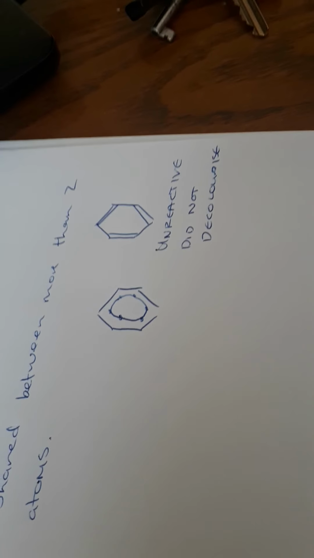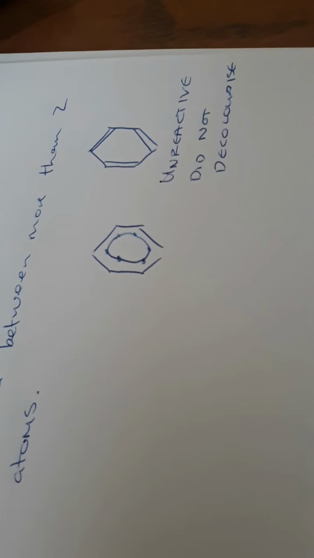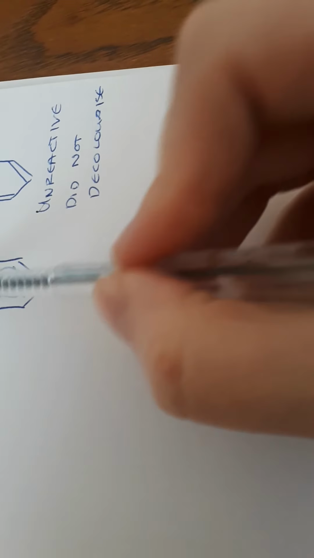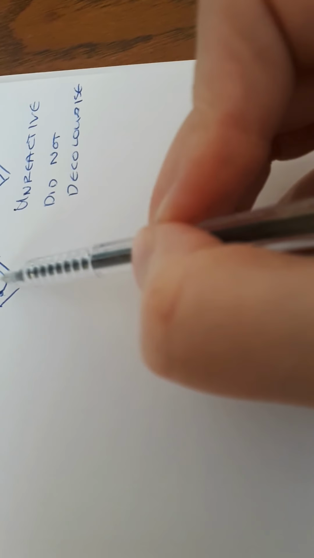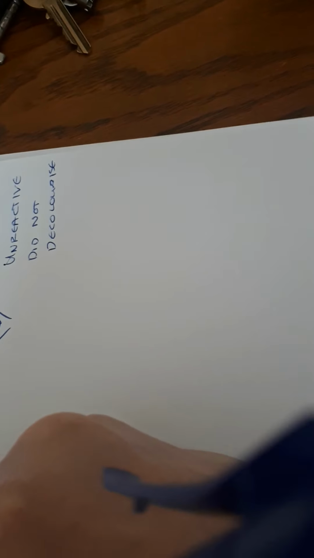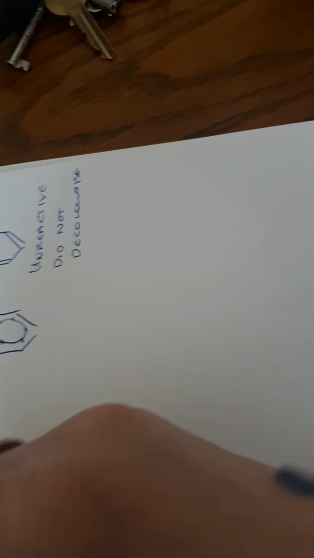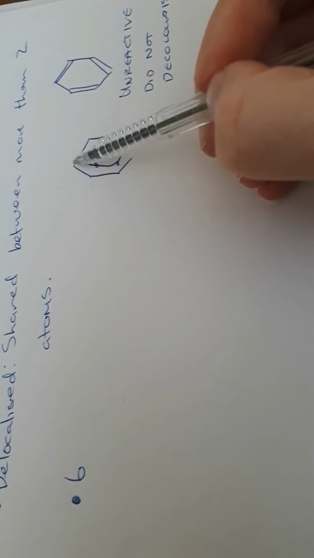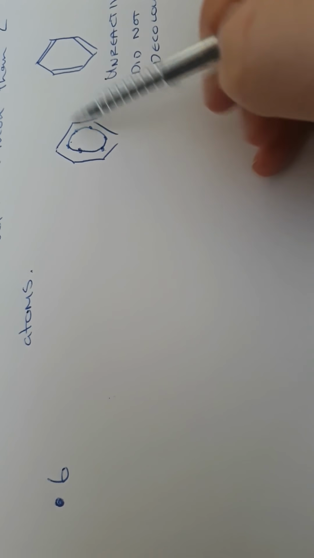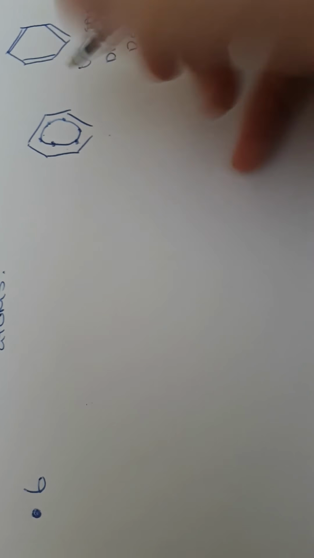Now, how many electrons in a benzene molecule are delocalized? So if we look here, one electron from each of my benzene carbons is a delocalized electron. So one benzene molecule has 6 carbons, and each of those 6 carbons will have 1 electron each, so 6.